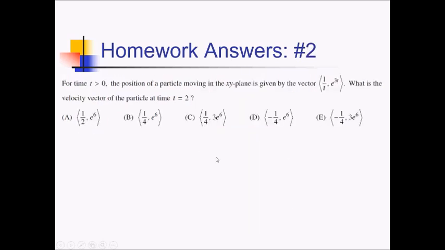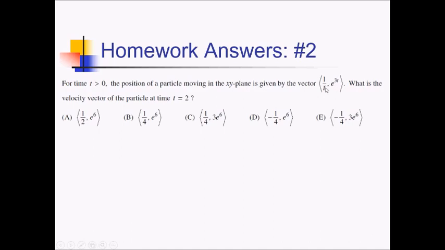For this problem, we have the particle moving along the xy plane given by this vector here. This is the position. Always good to know what we're starting with. We want the velocity vector at time 2. So we'll find the velocity vector in terms of t, and then we'll plug in 2 for t. So this is initially essentially like t to the -1 here.